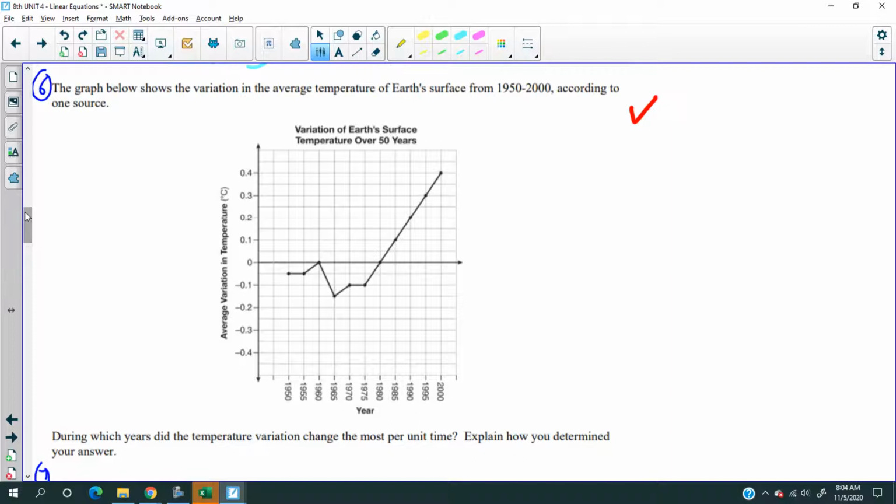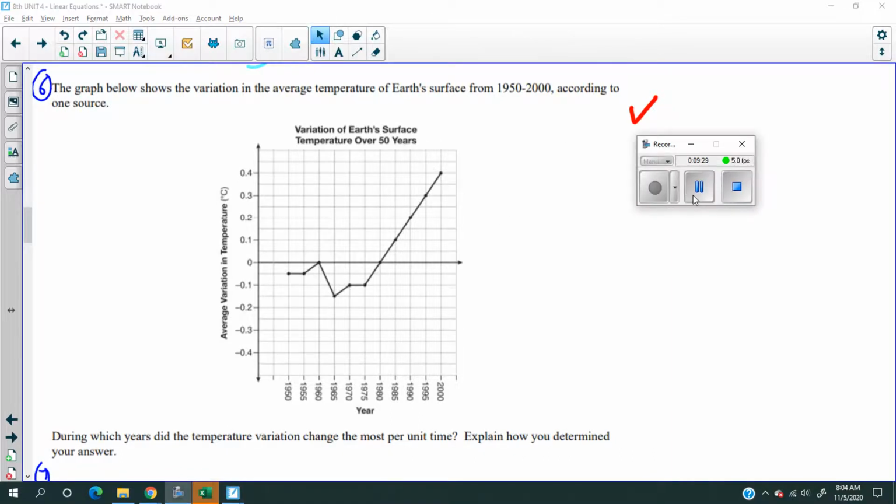Now, number 6. Okay, so try this one on your own right now. Okay, this one I think I'm better off going over with you, because if I start drawing all of these together, you might not follow.